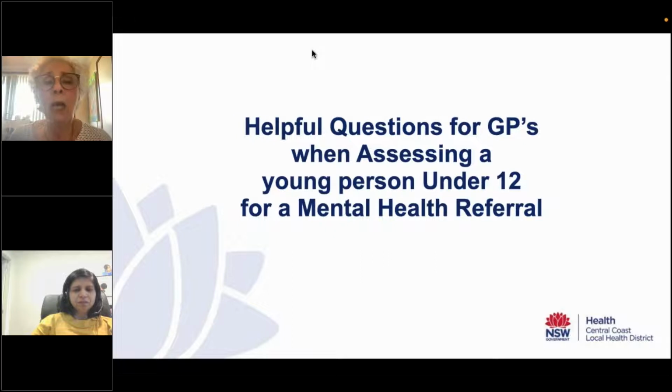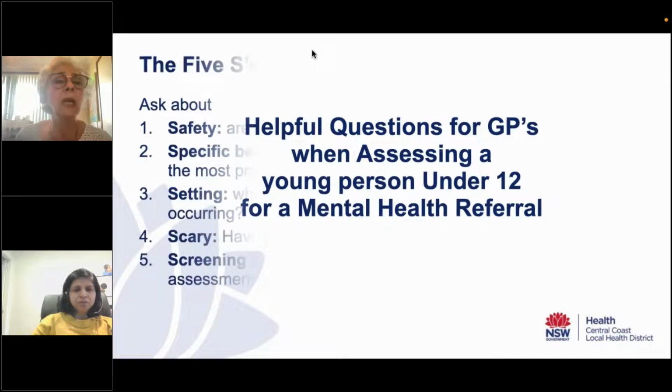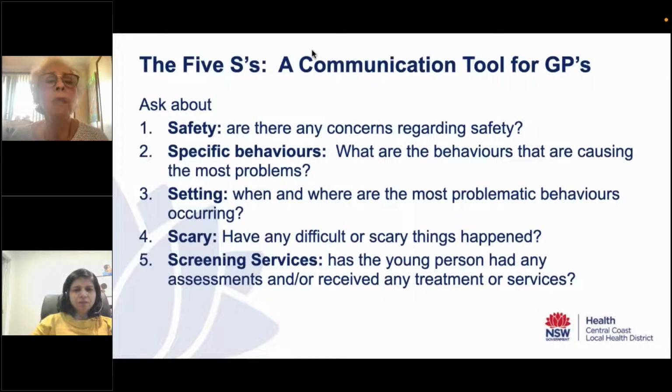When you're assessing an under 12, I found this really valuable tool. It's the 5 S's. Are there any concerns around safety? What are the behaviors? Where are these behaviors happening more or less? What are the triggers behind these behaviors? And then has that young person had any previous contacts with any services? If you can include as much of this information on the referral form, it will be extremely helpful for us to then contact the family and arrange for a mental health assessment.